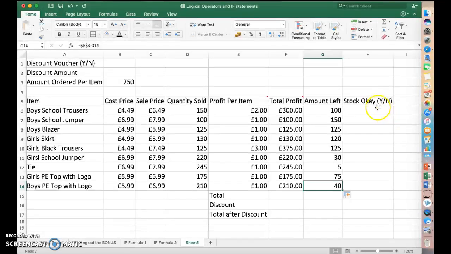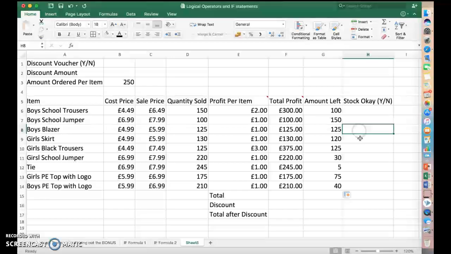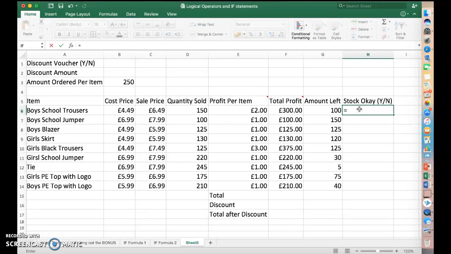Now we're going to bring in some if statements. We want to look at the amount left in stock and say whether we think it's okay or it's low, or words to that effect. So for the purpose of this tutorial, we're going to say that anything over 50 is okay. There's enough of it there. Anything over 50. So that is the if statement, because we're doing a logical test. We're comparing a value to see if it's over something. So I'm going to write it. I'll not use the function, but you can do that if you want to.